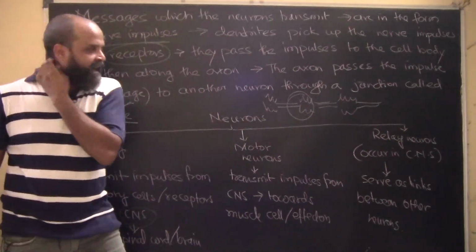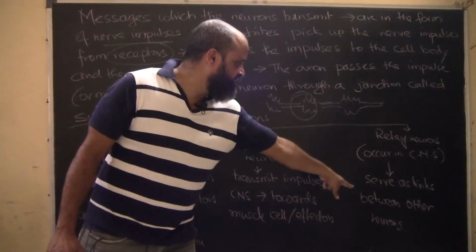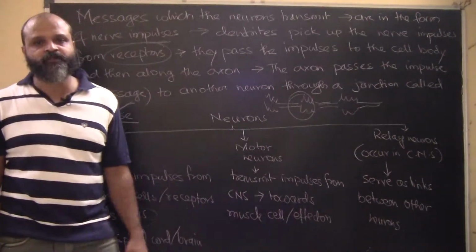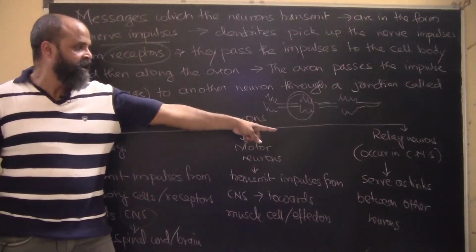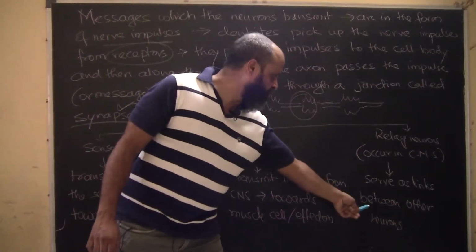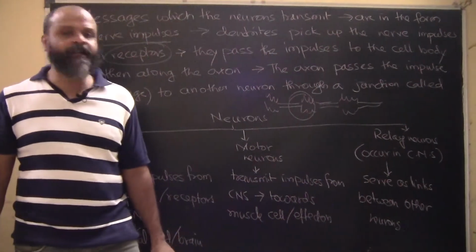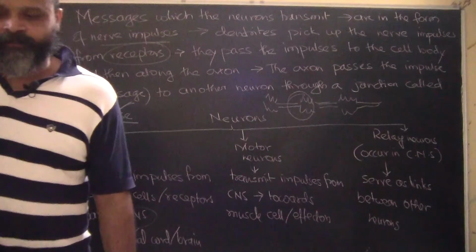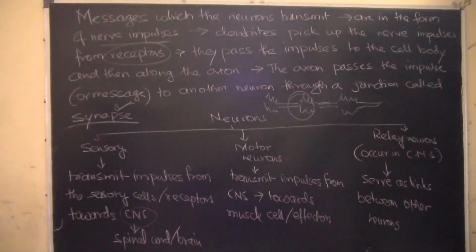And then we have the relay neurons, which occur in the CNS and serve as links between other neurons. The relay neurons are in the central nervous system, that is, in the brain and the spinal cord, and they serve as links between other neurons. Okay, so you can take a snapshot of the same.